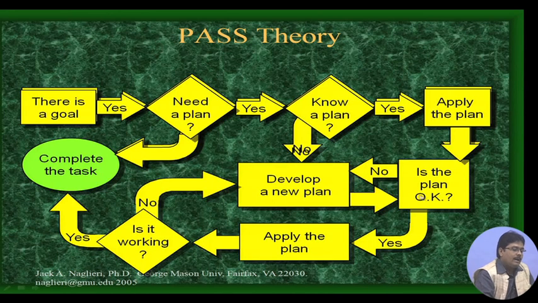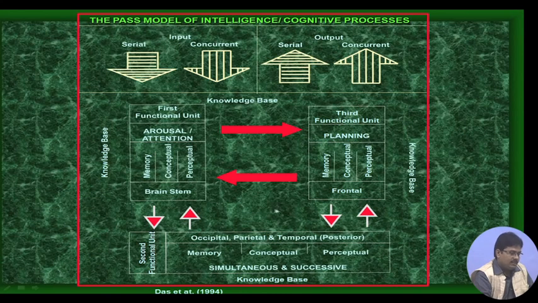Now, if the plan is okay, then apply the plan. When you apply the plan, is it working? Yes, if it is working, then it is complete. If it is not working, again you go back and develop a new plan. So, this is exactly the theory, they interact with each other, and finally, this is the output that comes up in terms of your intellectual activity.